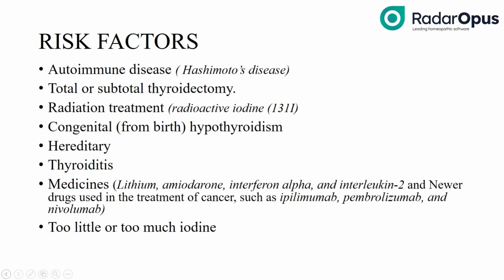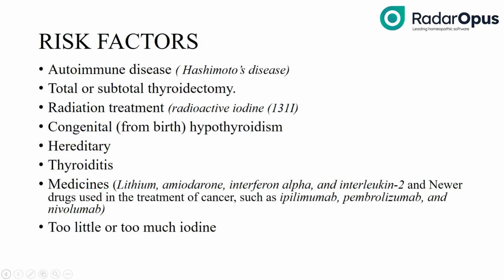Now coming to the risk factors for hypothyroidism. The risk factors include autoimmune diseases, and the most common autoimmune disease associated with hypothyroidism is Hashimoto's disease. The second risk factor is total or subtotal thyroidectomy. In cases of cancers or Hodgkin's lymphoma, sometimes the thyroid gland is removed totally or partially. In those cases, the patients may suffer from hypothyroidism.